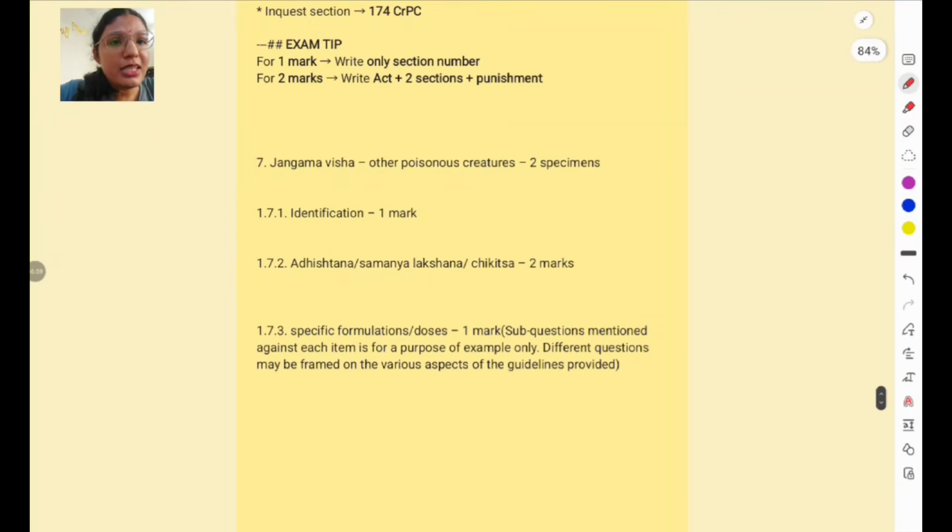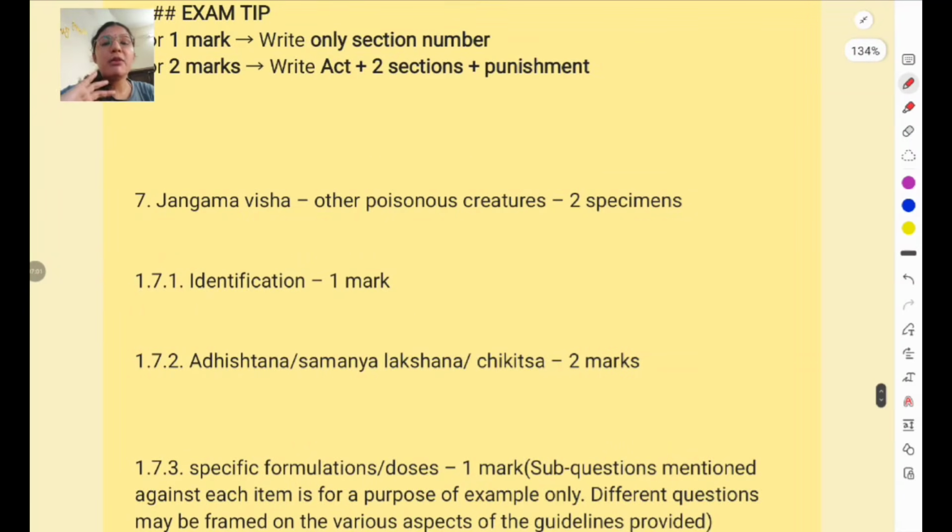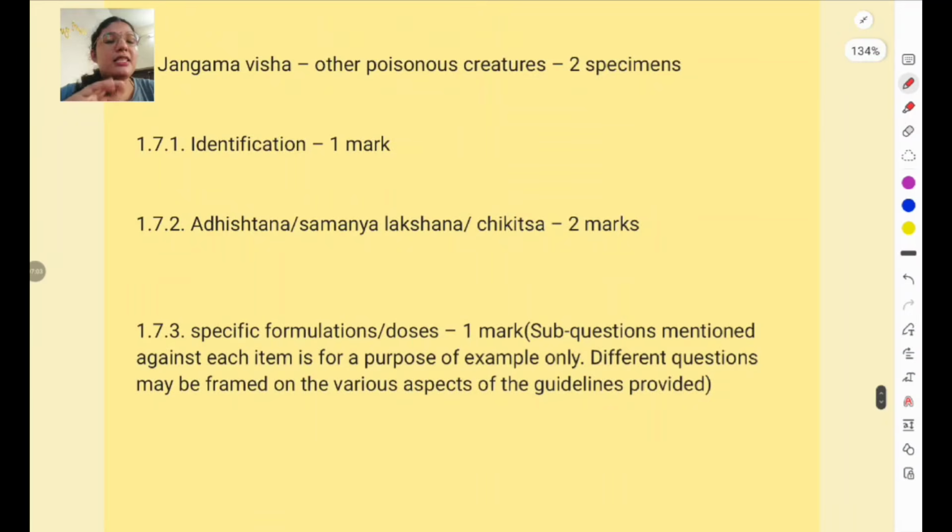Okay, the seventh portion is about Jangama Visha, and basically Sarpa Visha, Luta Visha, Vrishchika, all are coming under Jangama Visha. So the first portion is identification, carrying 1 mark. Second is their Adhisthana or Samanya Lakshana or Chikitsa. Third point is specific formulation, and that constitutes 1 mark.